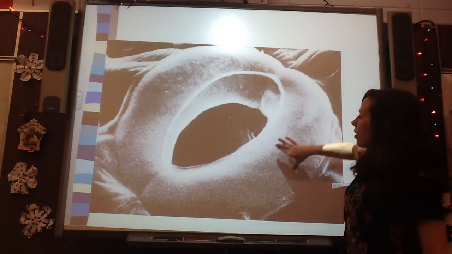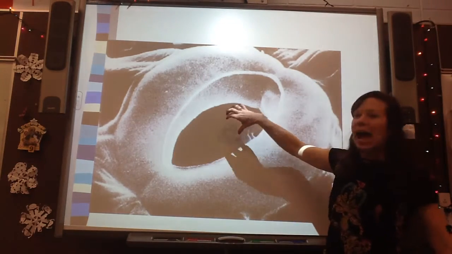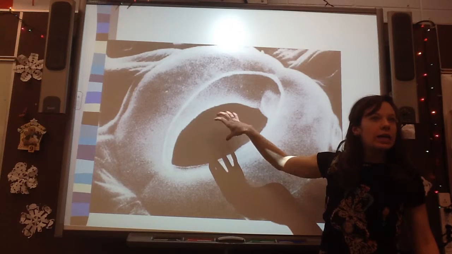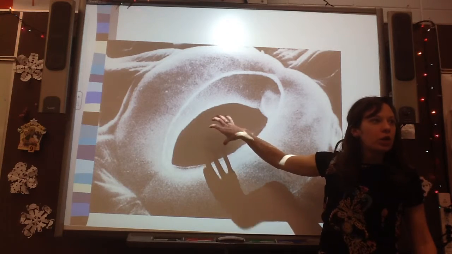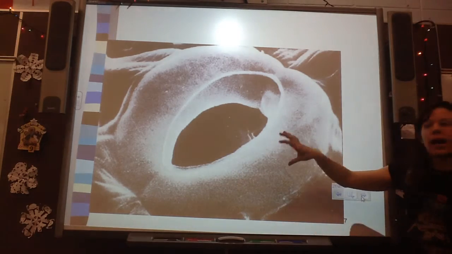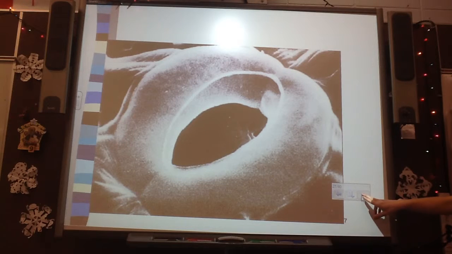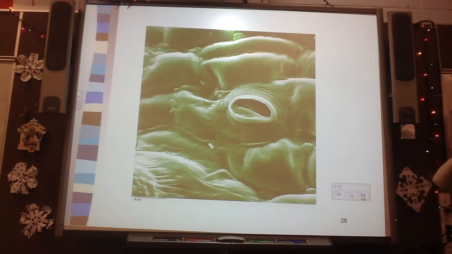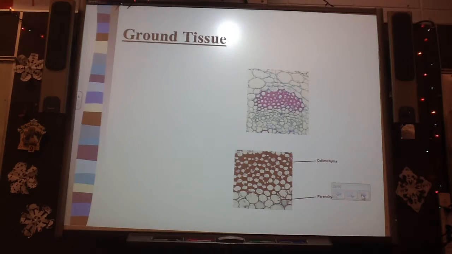So these are the guard cells, and the actual opening is called the stomata. So the open part is the stoma, and the surrounding part is the guard cells. This is one on a plant that is probably a desert plant, because it has a really big waxy cuticle, and the stomata is closed here too. So it's closed shut. Okay, so that's all dermal tissue.